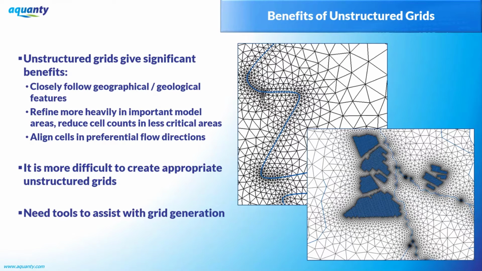So overall, this means that unstructured grids have some fairly significant benefits, being that you can follow important geographic or geological features, refine more heavily in areas that are more important, while simultaneously reducing resolution in those less critical areas and aligning cells along any preferred flow paths. So see on the right here, there's a couple of triangular grids that incorporate several different input features and zones with a highly variable cell size. However, these unstructured grids are much more difficult to create, so that requires the use of some additional tools to assist in this grid generation.